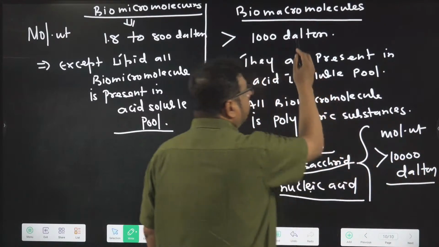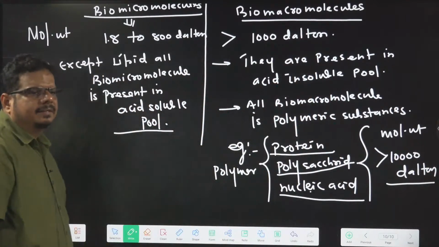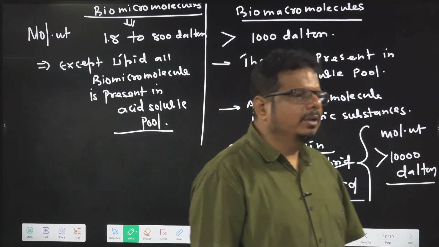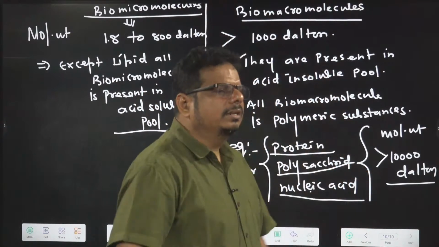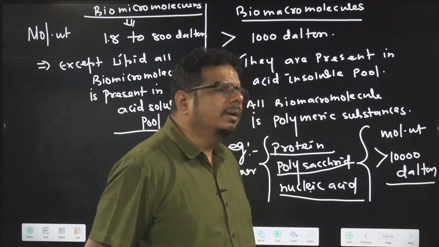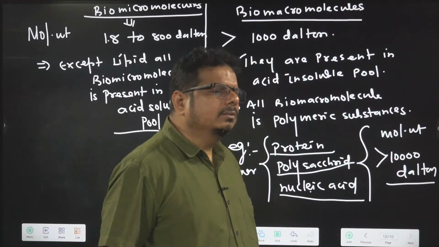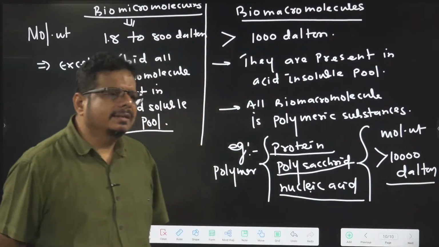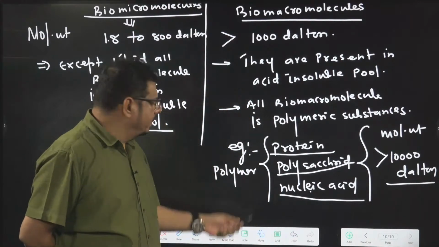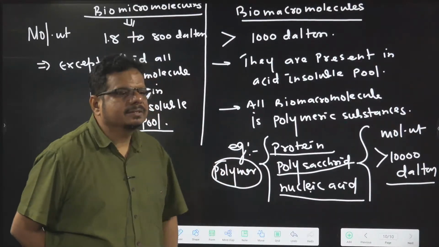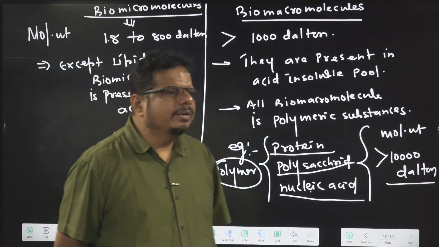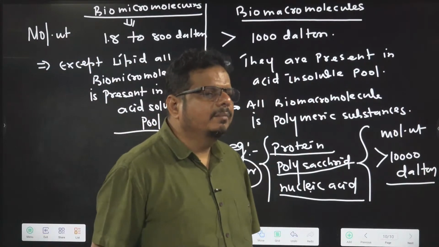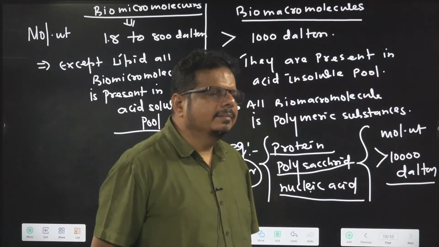Much more than the required level for the definition. The definition says if it is more than 1,000, it is a biomacromolecule. These have more than 10,000. So very high molecular weight. What is the reason behind this high molecular weight? Because they are what? Polymers. Many repeating units join together and it becomes a long chain, and due to that reason it has a high molecular weight. Is it clear in the mind?